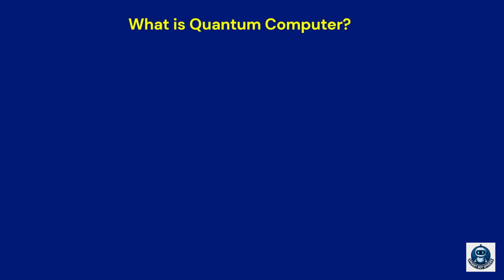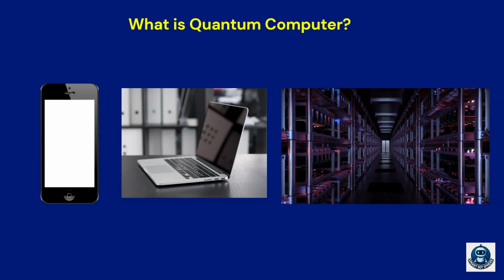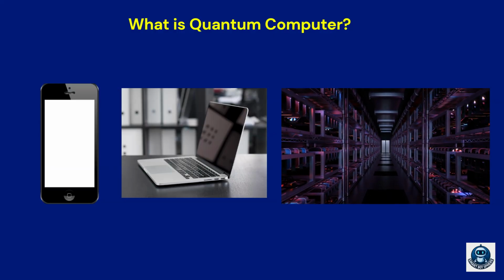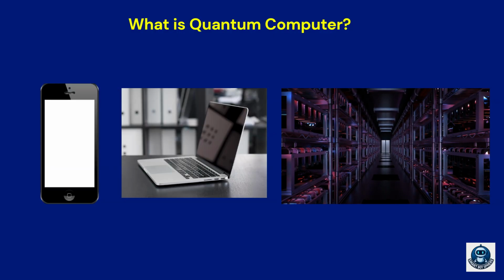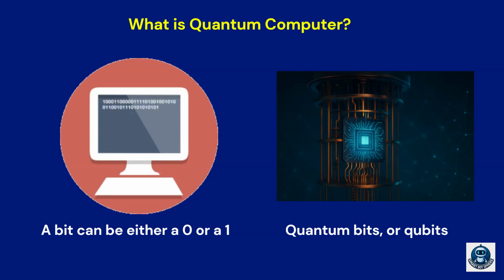Every device we use today, your phone, your laptop, even powerful servers, are classical computers. They use bits as the smallest unit of information. A bit can be either a 0 or a 1. Quantum computers, on the other hand, are built on the principles of quantum physics, the science of very small particles like electrons and photons. Instead of bits, they use quantum bits or qubits.